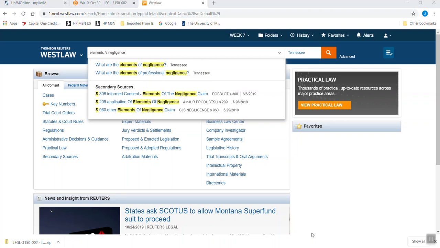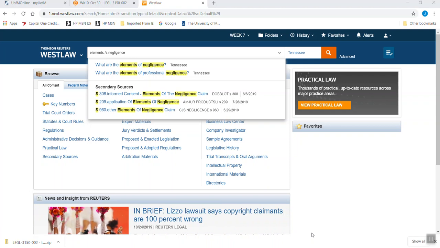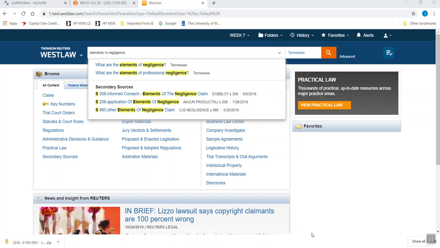I have chosen, as one of my two discussion topics for this week, the elements of negligence in Tennessee. So I have come to the Westlaw database, and as you can tell here, I made sure I have Tennessee as where I want to be searching. In my search bar, I have "elements" in the same sentence as "negligence," and it came up, what are the elements of negligence in Tennessee?